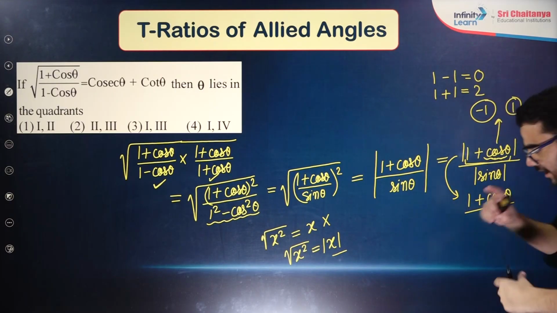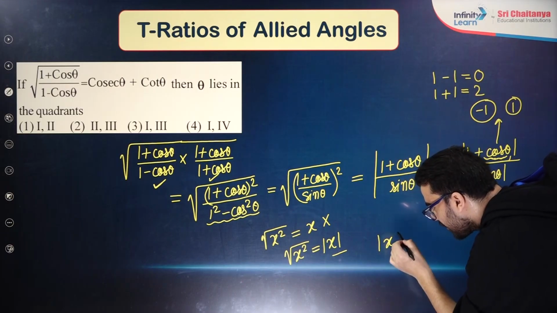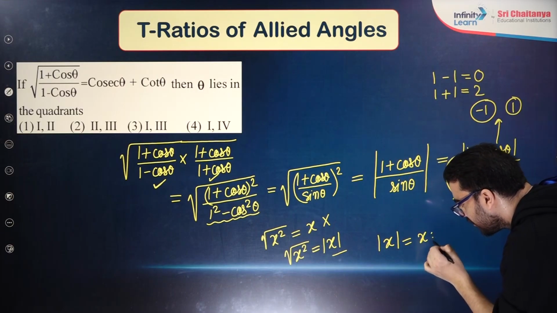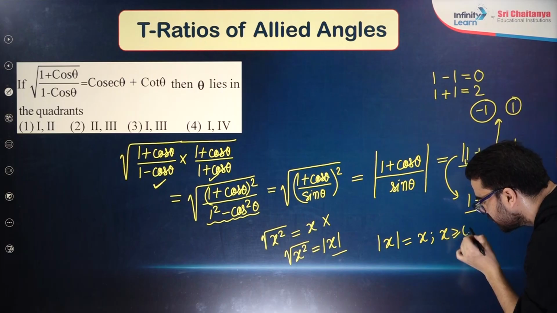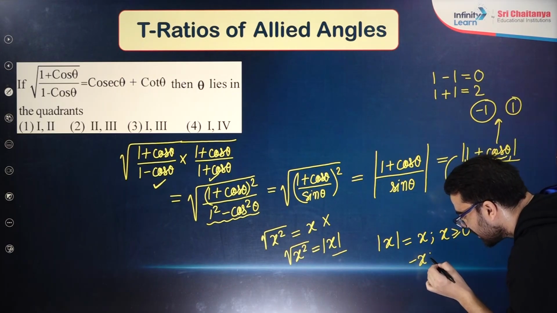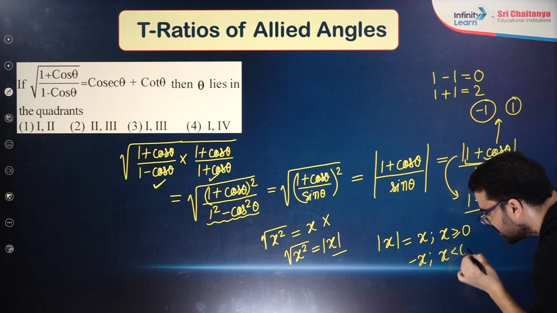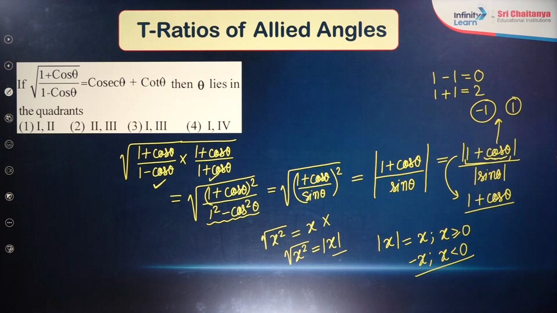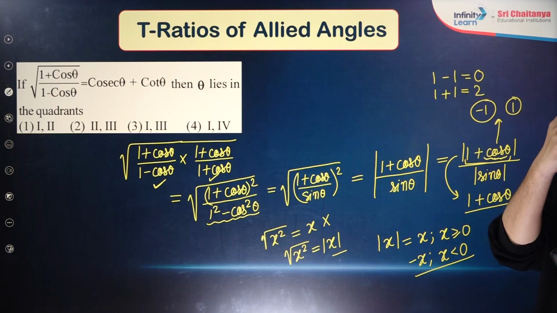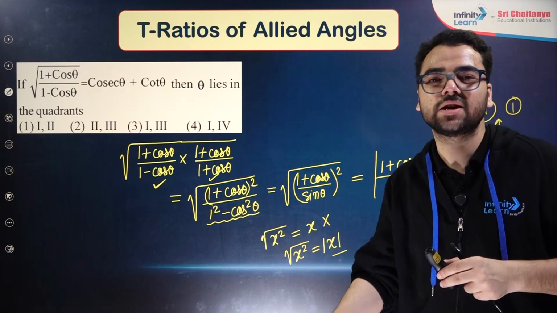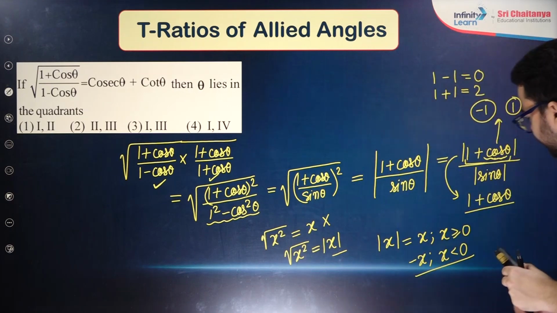Because you know the definition of modulus. Modulus of x is equal to x when x is greater than or equal to 0. It is minus x when x is negative. See this, when x is negative. And the equal to thing can be in both of them, right? You know that modulus of 0 is equal to 0 only, right?